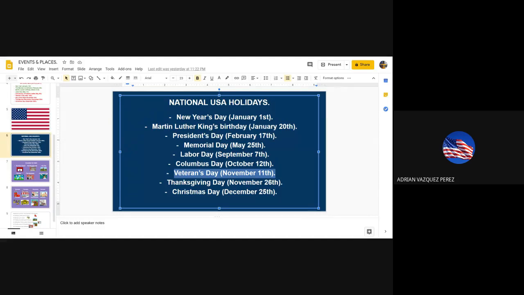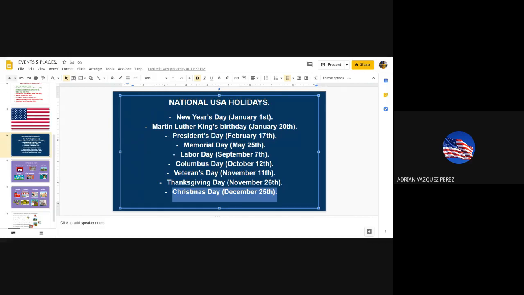Veterans Day on November the 11th. They have something very good, very special that I love, which is Thanksgiving Day on November the 26th. We are going to be talking about this holiday, Thanksgiving, in the next weeks. And also they have Christmas Day. Christmas Day is also celebrated in Mexico on the same date.